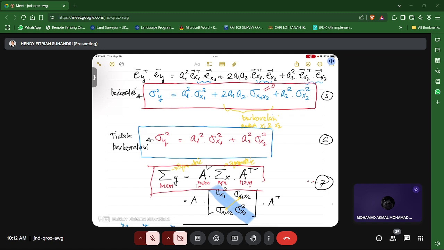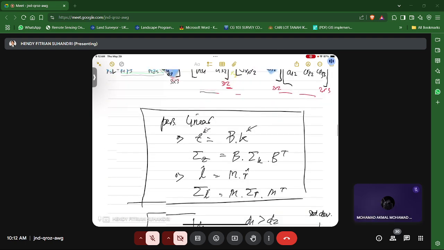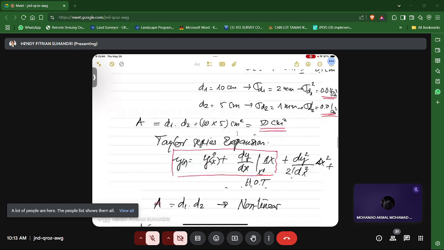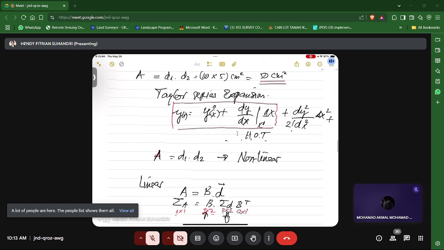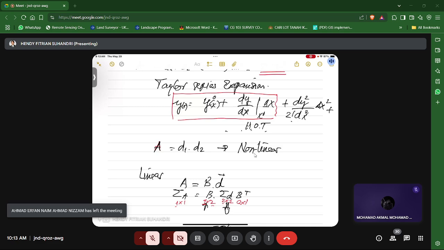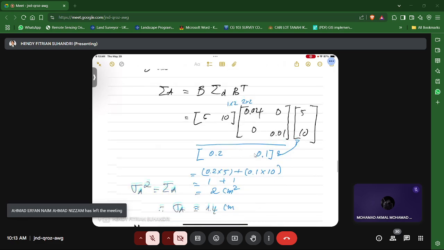Or in general, if you see the presentation slides or the lecture notes, you will notice that equation 7 is called the general law of propagation, I think, and equation 6 or 5 would be called the special law of propagation. I think so, like this, okay? And then I gave you one example on how to derive an equation.